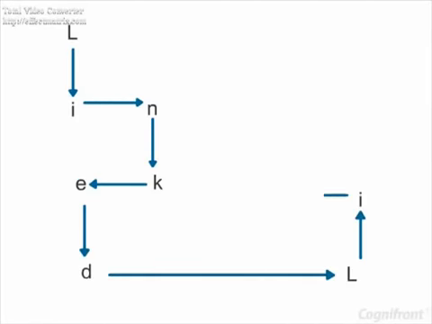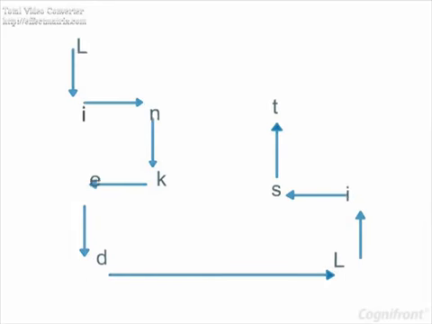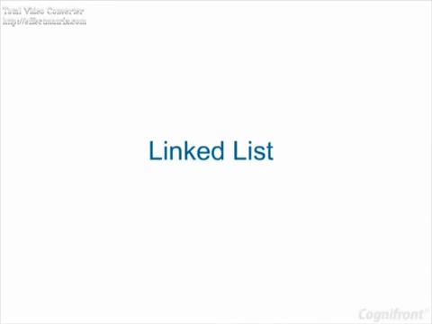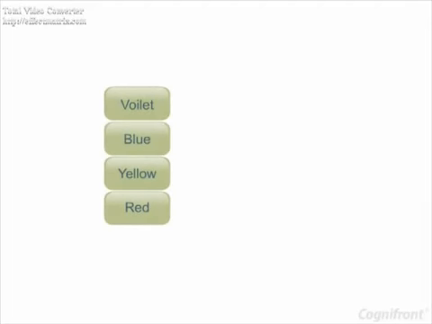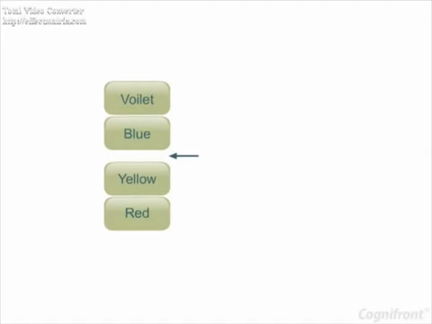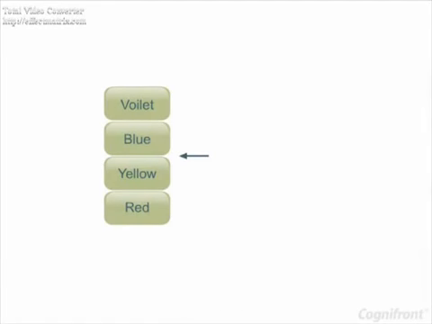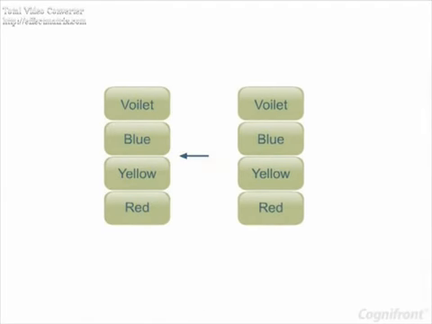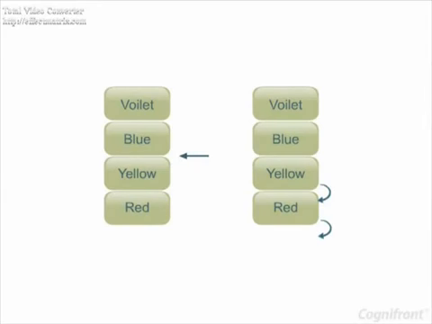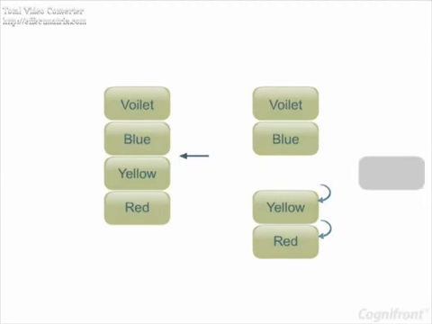Friends, let us continue our discussion of data structures with linked list. Consider an array of colors. Now suppose we want to insert color green in between blue and yellow. Then in an array, to make space for green, we have to shift all the colors after blue by one position. This is a tedious job.